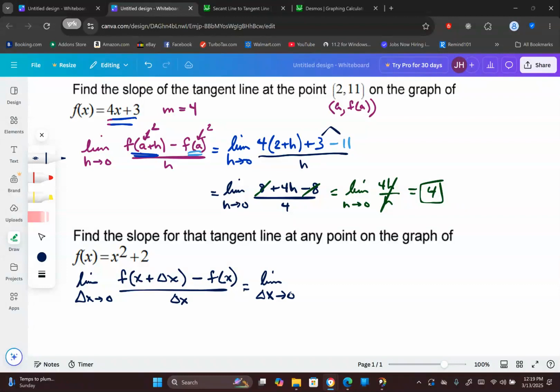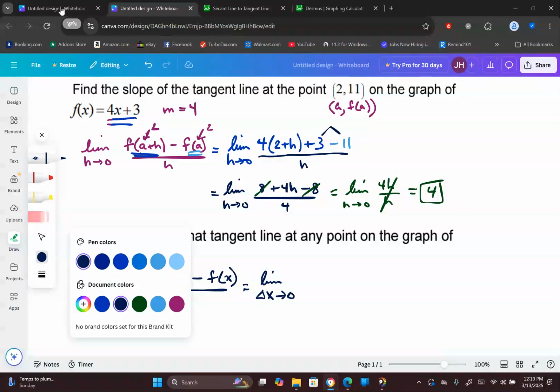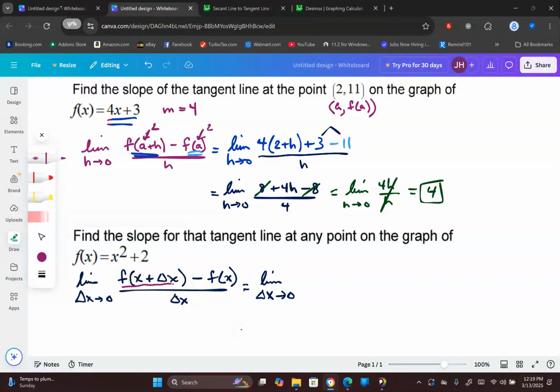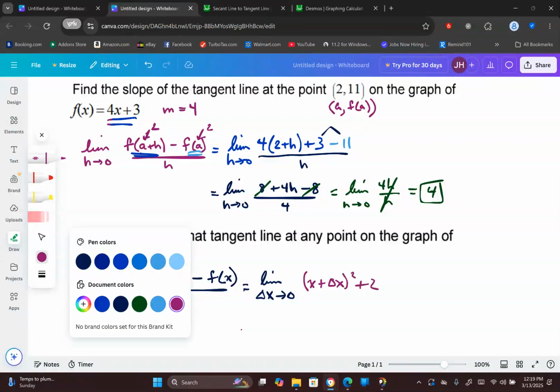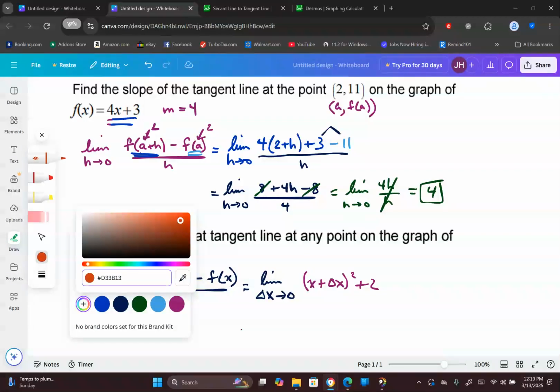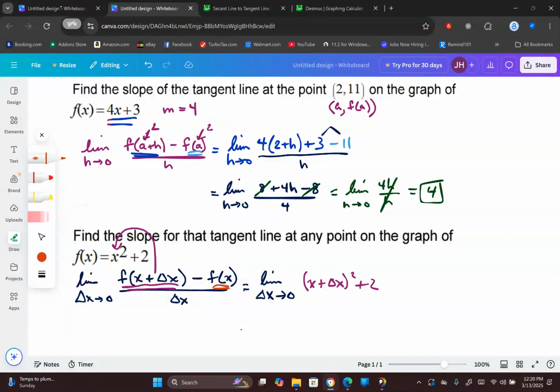You'll notice I'm not using h this time. I'm using delta x, and it doesn't matter which one you use. What is f of x plus delta x? Well, I've just got to plug that expression in for x. So it's x plus delta x, squared, plus 2. And what is f of x? Well, we have to subtract the original function, which is x squared plus 2. And this is all over delta x.